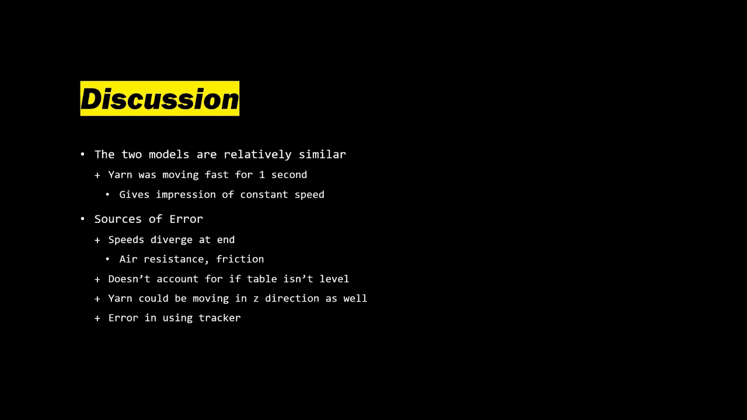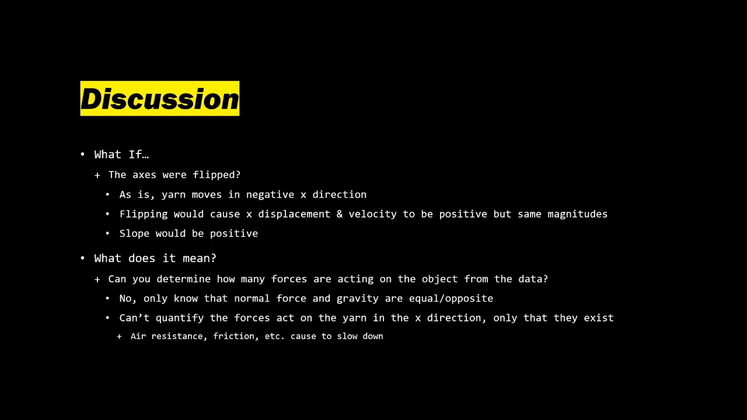An explanation for maybe why the models were similar is because the yarn was moving very fast, which gives the impression of constant speed for a short time period. Some sources of error I identified were that the speeds diverge at the end by a bit, and this is due to forces acting on the object, like air resistance and friction. It also doesn't account for whether the table is level, like I mentioned earlier. And the yarn could also be moving in the z direction, which would cause errors in the distance calculations.